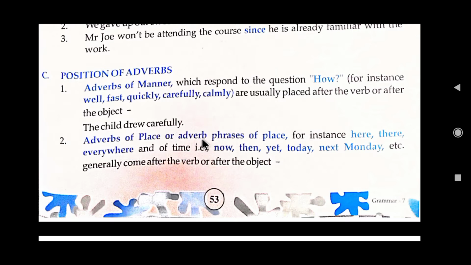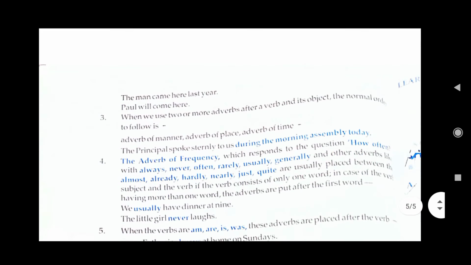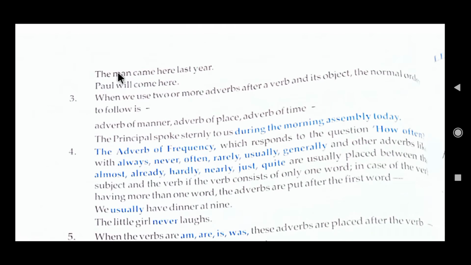Adverbs of place or adverb phrases of place, for instance here, there, everywhere, and of time, that is now, then, yet, today, next Monday, etc., generally come after the verb or after the object. An adverb of place gives the answer to the question where that action is going to happen. Time is when the thing is going to happen. Now see the example: The man came here last year. It gives the answer to the question when the man came, that is, last year. Paul will come here. So where is Paul going to come? Here. So it gave the answer to the question where.